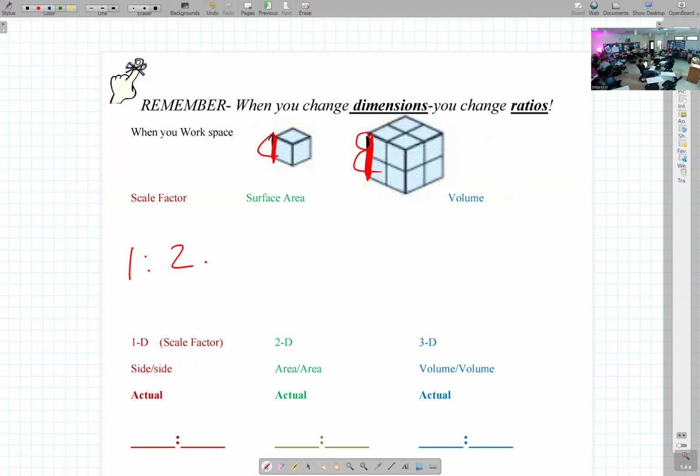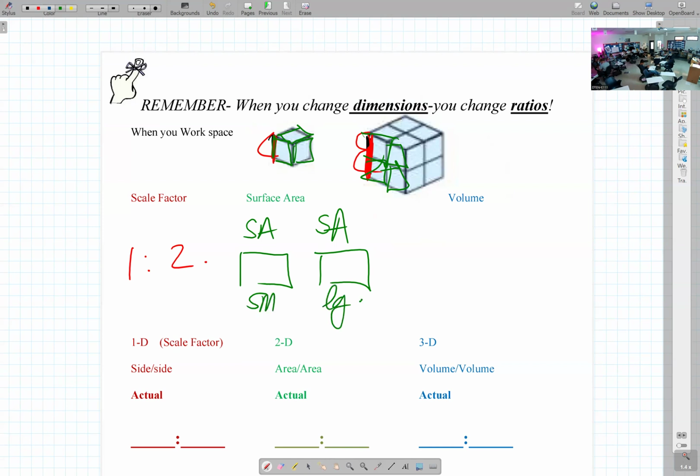I'd like you to count the squares that are visible. That's going to be the surface area, the visible squares, and then the visible squares for the larger. So that's called surface area, the visible squares of the small and the large. I'll give you about 45 seconds. Do that yourself. Use the cubes.